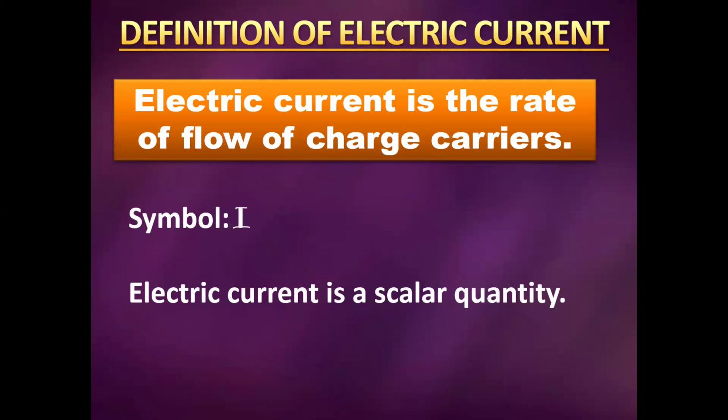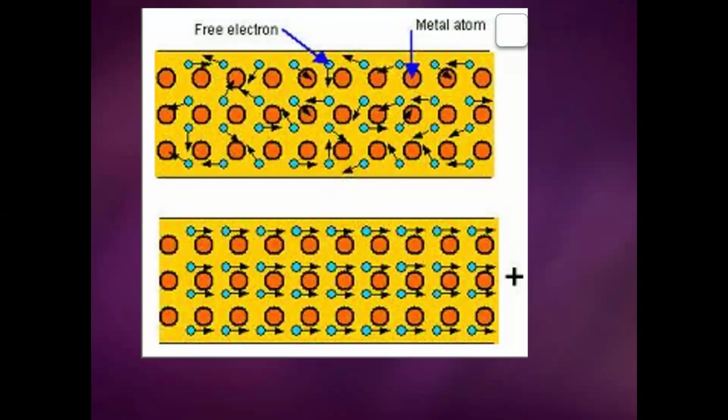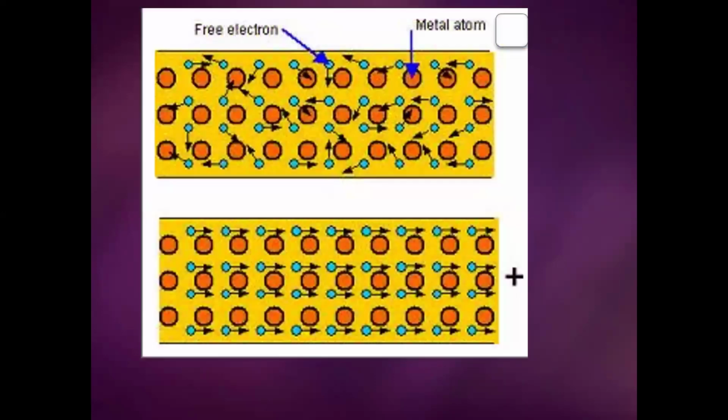What are scalar quantities? It's a quantity which only has magnitude but no direction. Good. Now, this is the concept here. These are the electrons which are moving randomly without any particular direction. And once we apply a potential difference, they move in a particular order.